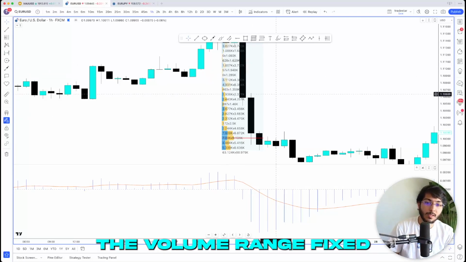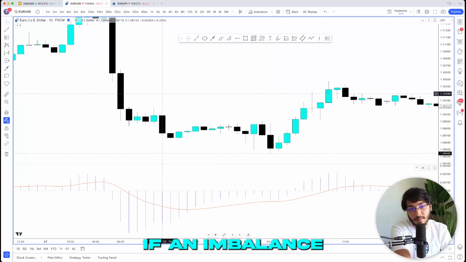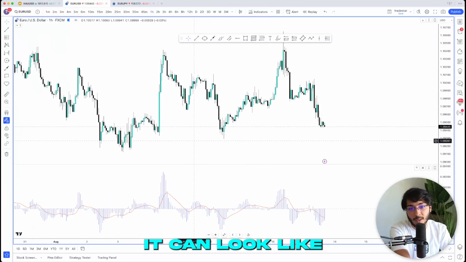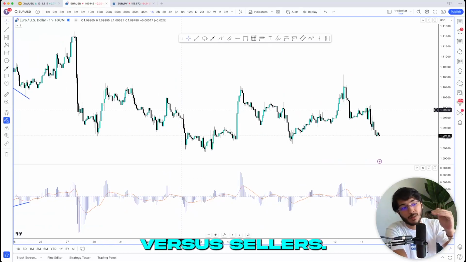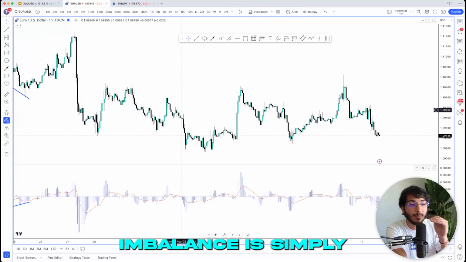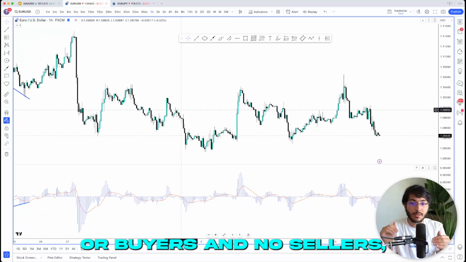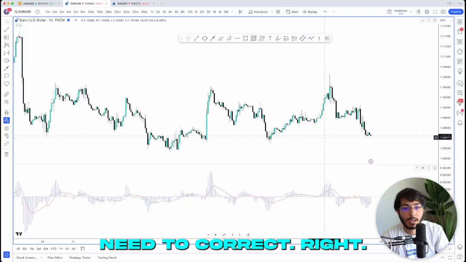The volume range fixed profile is a great way to find an imbalance and then see if an imbalance is truly an imbalance, right? Because from any time frame, it can look like an imbalance, but you have to see if there's actually buyers versus sellers. A true imbalance is simply that there's sellers and no buyers, or buyers and no sellers, and those areas of price need to correct, right?